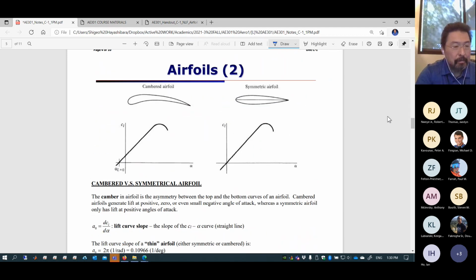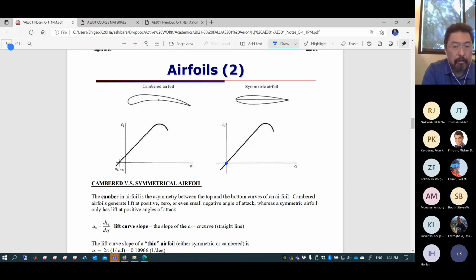So let's begin with the difference between cambered versus symmetric airfoil. This is the symmetric airfoil. Obviously, the chord line is equal to the mean camber line. This airfoil creates zero lift at an angle of attack equal to 0. Obviously, if you do not pitch up, you're not going to create lift. As you pitch up, lift increases. That's what it is.